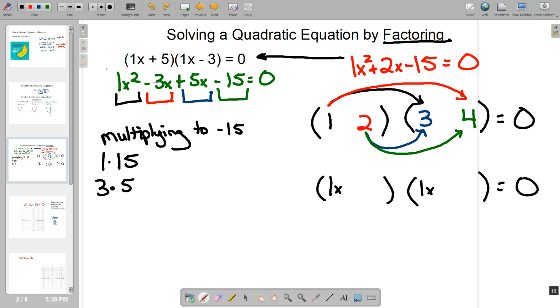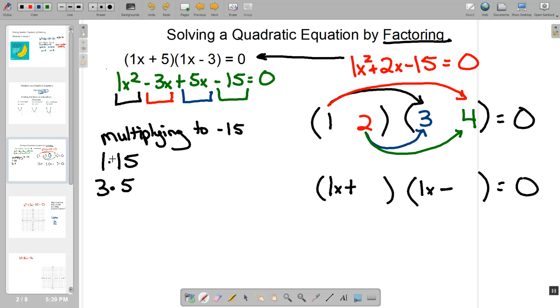And you notice here, the middle terms are always being added or subtracted to each other. So on this problem right here, we are looking at negative 15, which means one of our items must be positive and one of our items must be negative right away. But when we add them together in the middle, we have to create a positive 2. So I'm going to look at my factors and create a positive 2.